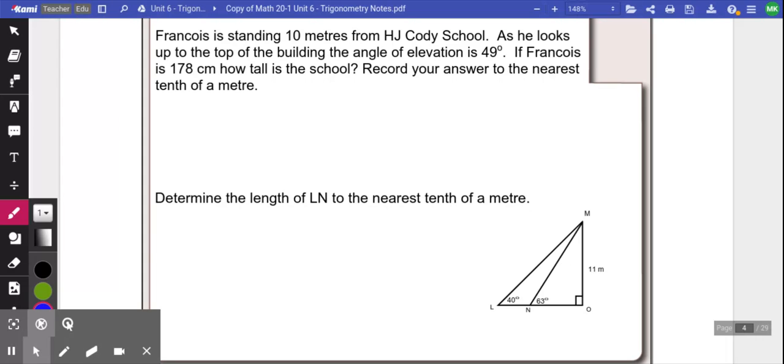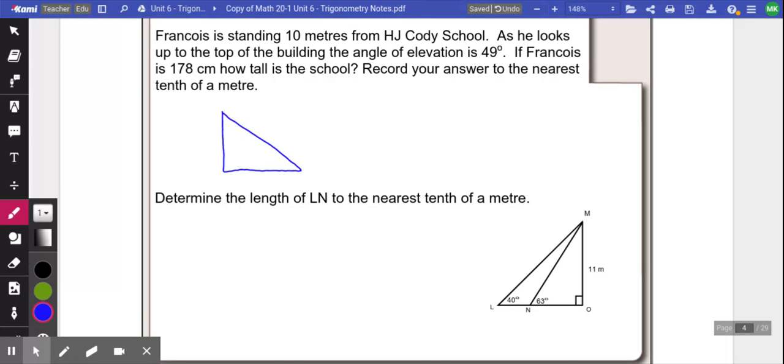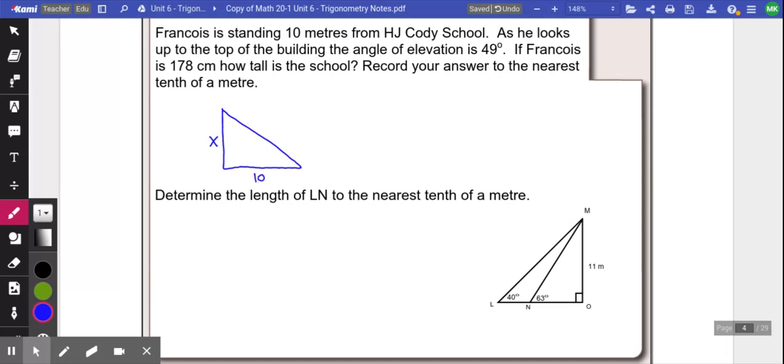So if you were to do this first one, you should have ended up with a triangle that looked like this, where the height of H.J. Cody would be this tall side. The distance from Francois to the school is 10. The angle of elevation goes there because you're looking up. An angle of elevation means going up. If you do some SOH CAH TOA on that triangle, you should get that the distance x equals 11.50.